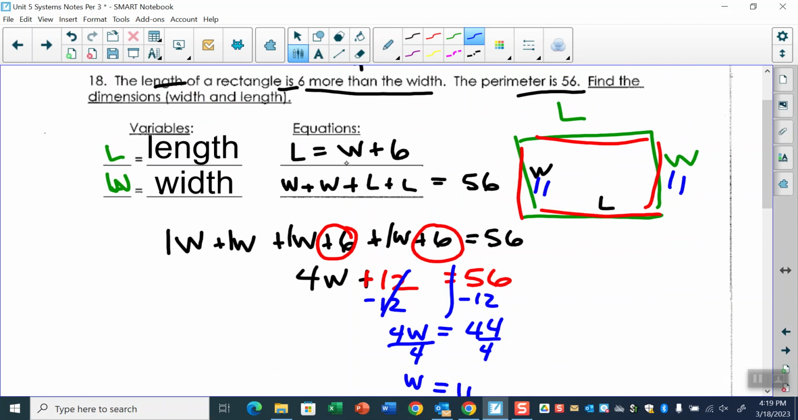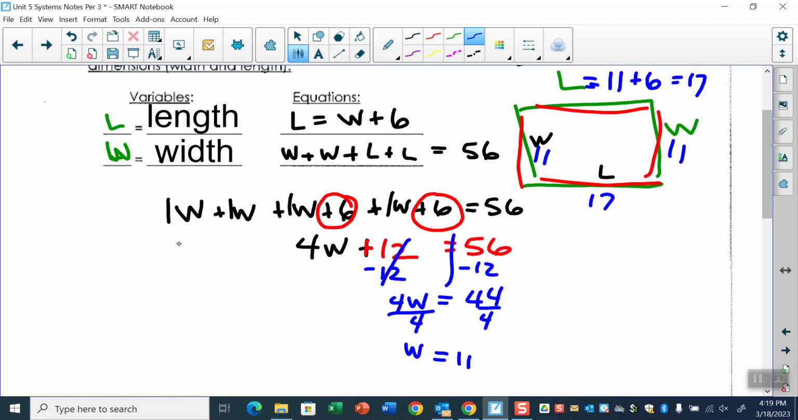And then the length is going to be 11, right, plus 6. So that's going to be 17. And so then this one would be 17. Okay, and if I add them all up, 17 plus 17 plus 11 plus 11, that should equal 56. And it does. So we know that we did it right.